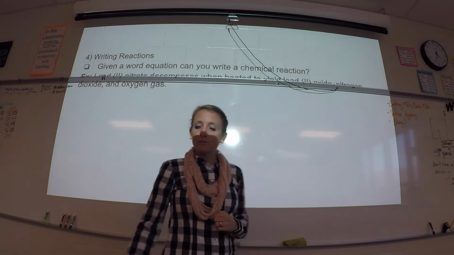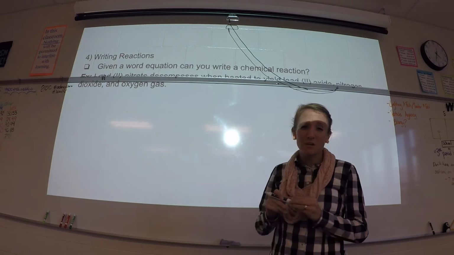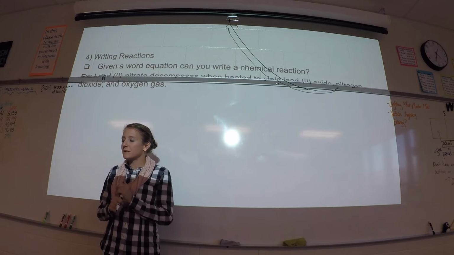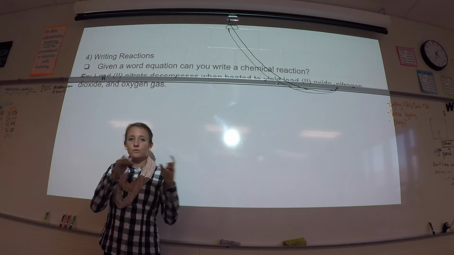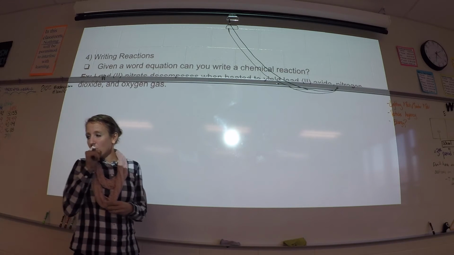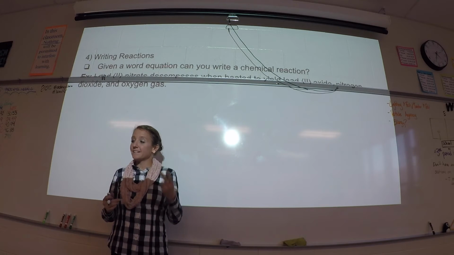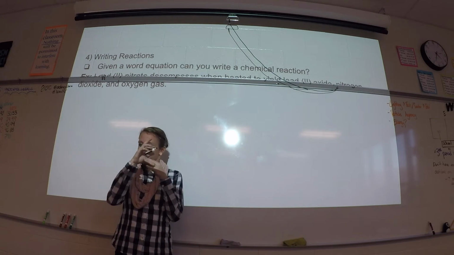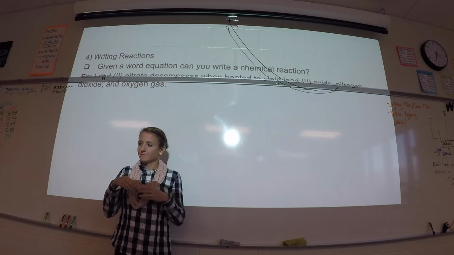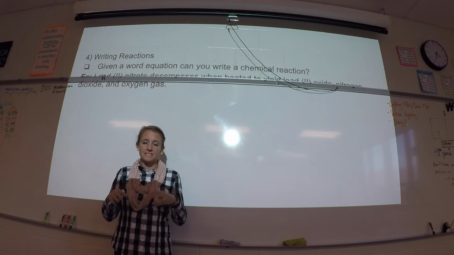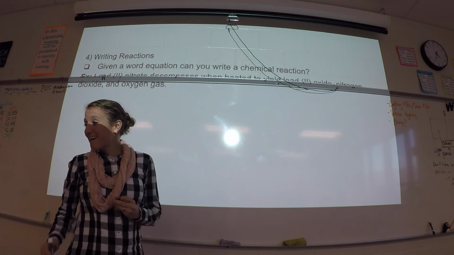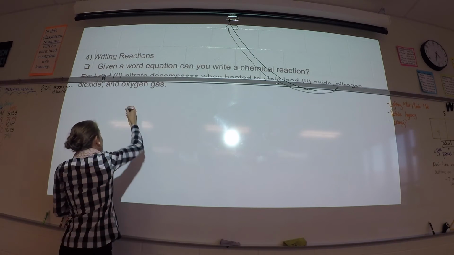Alright, so first thing I would do once again is figure out where your arrows and your plus signs are. So this says that lead-2 nitrate decomposes when heated to yield. To yield means it's changing, so that's our arrow. And it's yielding lead-2 oxide, comma, that means a plus sign. Nitrogen dioxide, plus sign. Nitrogen dioxide, there's your next plus sign. And oxygen gas. Okay? So we have lead-2 nitrate.